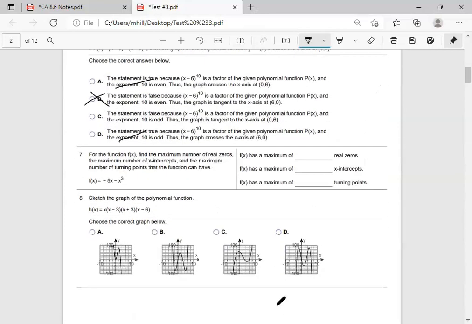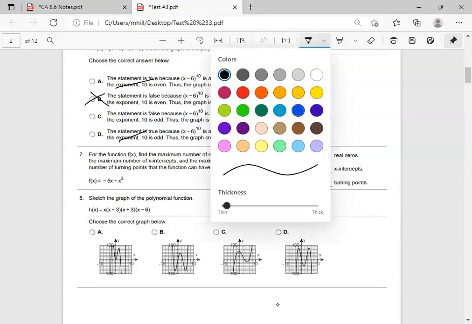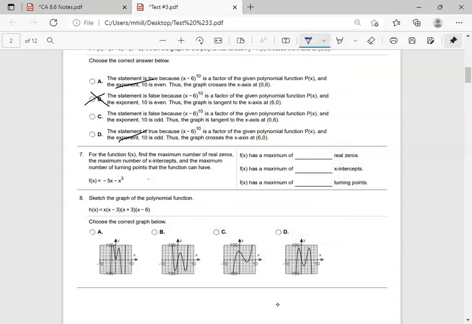Okay. This one's pretty easy. We're supposed to circle the leading coefficient and the leading term. The leading term is the one with the highest power exponent on the x, so it would be negative x to the third, which means negative 1x to the third. So that means it has a maximum of 3 real zeros, whatever the highest power exponent is. And that means it could have a maximum of 3 x-intercepts. And for the turning points, you subtract 1: 3 minus 1 gives 2 turning points.